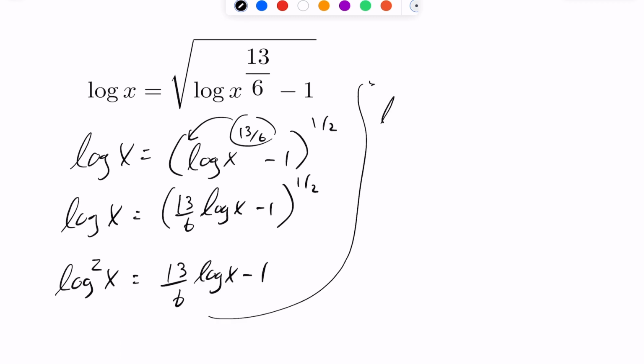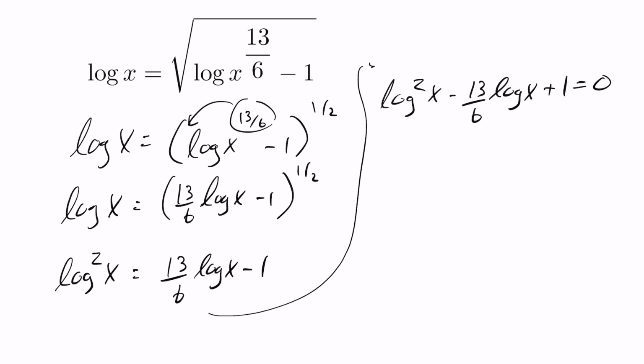Now, if I bring everything to one side, I get log squared x minus 13 over 6 log of x plus 1 equals 0. All right, now that we have this here, I'm going to go ahead and multiply across by 6, in which case I get 6 log squared of x minus 13 log of x plus 6 equals 0.